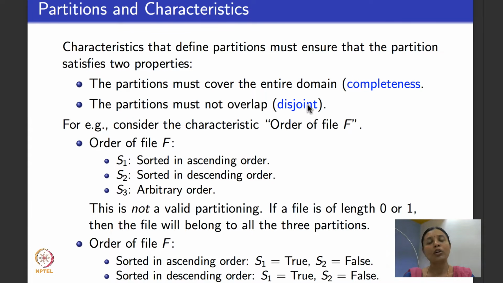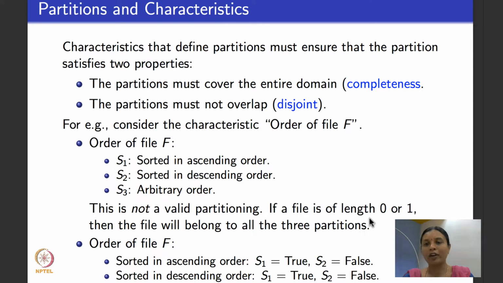So what do we do? What we usually do is we consider the same characteristic, but not in exactly this way. We tweak it a little bit and write it slightly differently. So we write the characteristic of the order of the file as follows. We ask a question for the characteristic: is the file sorted in descending order? Or is the file sorted in ascending order? The answer could be yes, in which case it is true, and the answer could be no, in which case it is false. So if I write it like this, you will observe that the disjointness problem goes away.